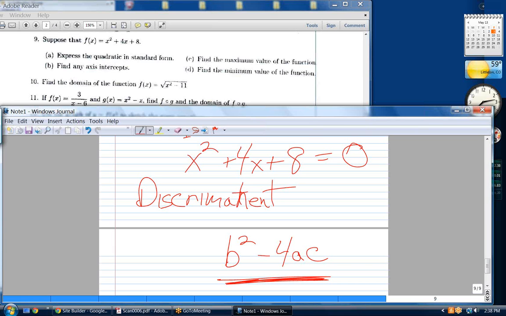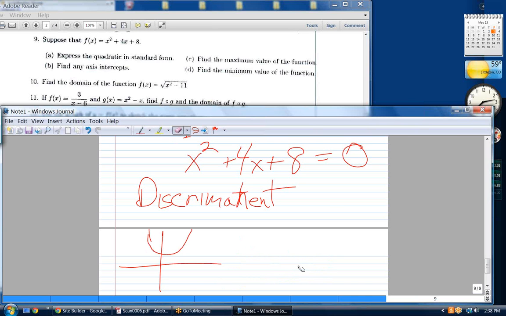Okay. And what is this? 4, so B, so you get 16, minus 4 times 1 times 8, and minus 4 times 8 is 24. So this would be a negative number. Since it's negative, this quadratic looks like this. It doesn't cross the x-axis. And it only has complex solutions.